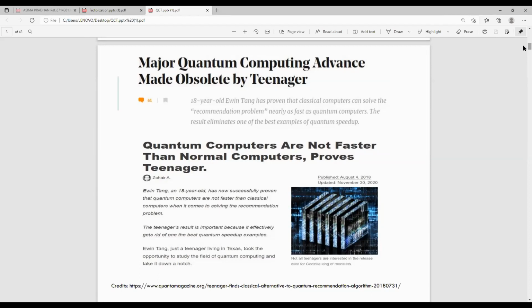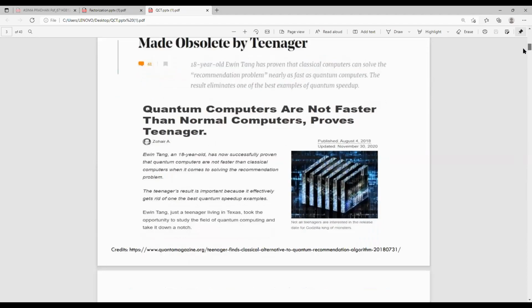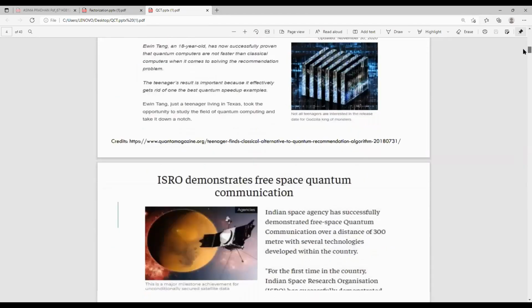I read about her in Quantum magazine, that she showed that the quantum recommendation problem can be solved by a classical computer quite fast. So you see, the whole world is out there, and you can certainly make a contribution if you put in your energy and come up with the right kind of problem.